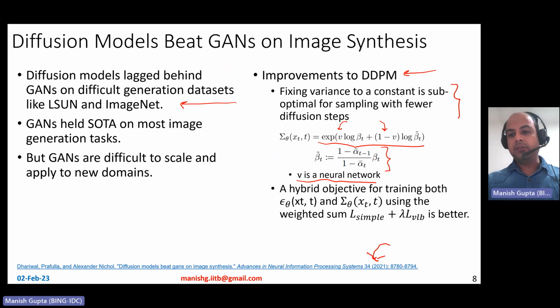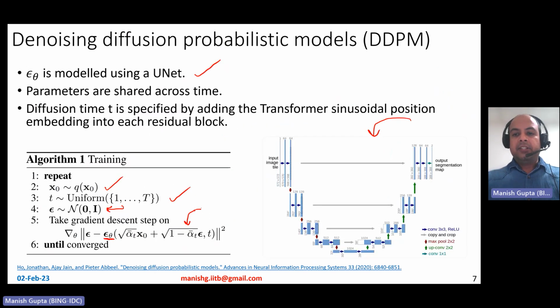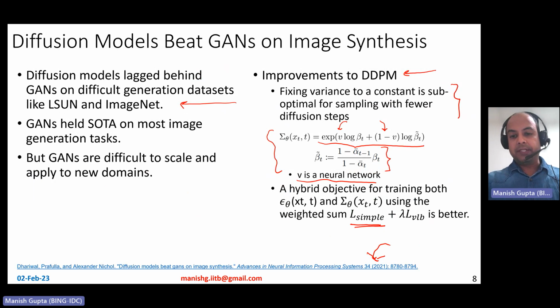The second thing people did, now that this is not constant, was figure out if the simple learning objective, the mean squared error learning objective which we talked about here, was better, or do you also need the variational lower bound based objective? People figured out that a combination works better. So it is better to do L simple plus lambda times L VLB. Very small values of lambda are also good. But you do need that small combination with variational lower bounds to make it a robust model.